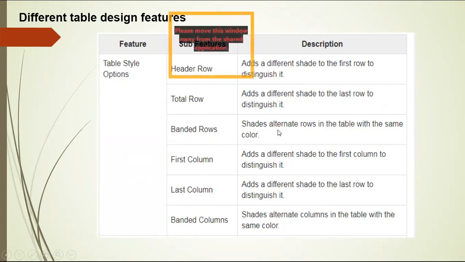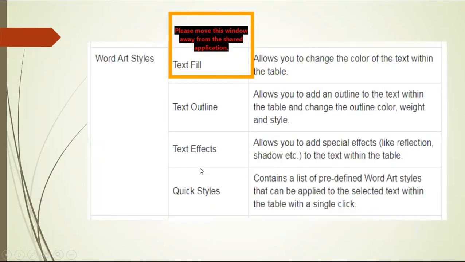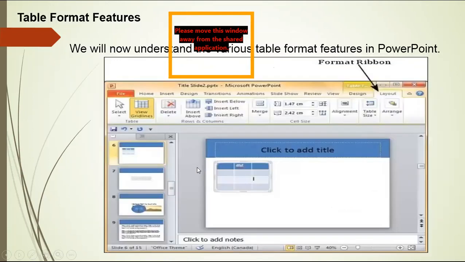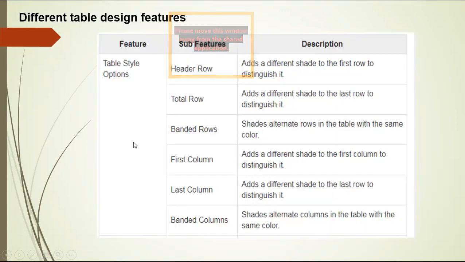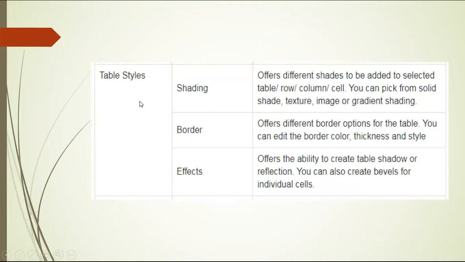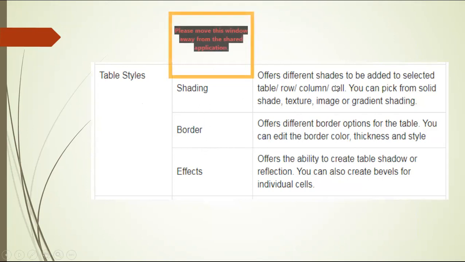Then the banded row shades alternate rows in the table with the same color. Yan yung mga table design features. We have table style: shading, border, and effect. Yan yung laman niya. Okay, sa shading, offers different shades to be added to selected table, row, column, or cell.